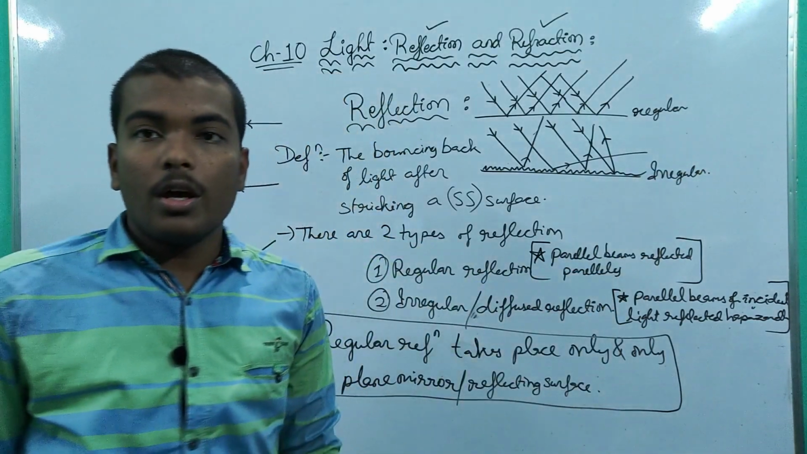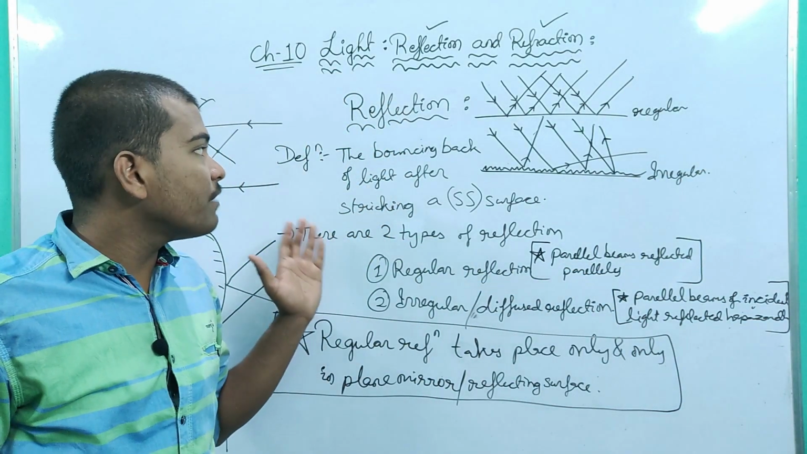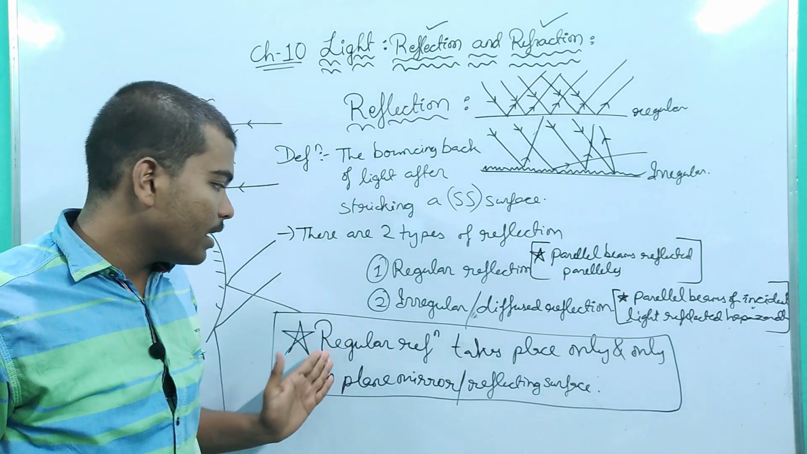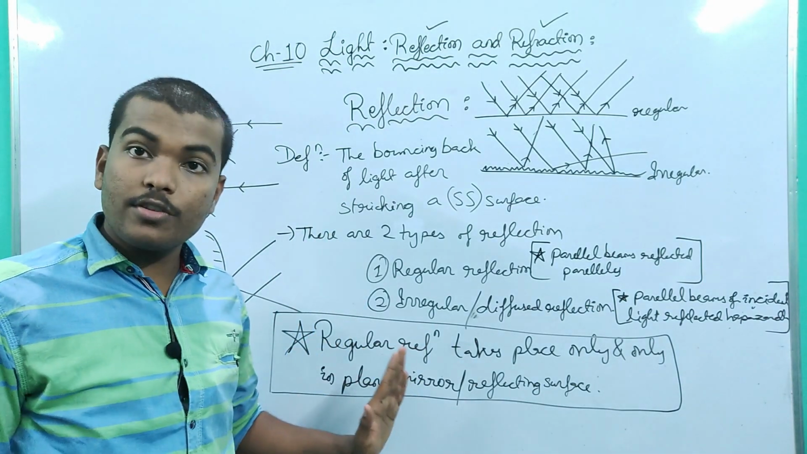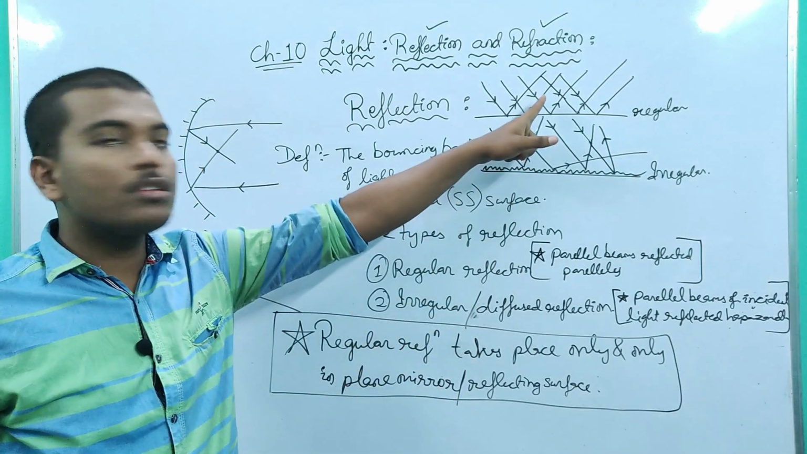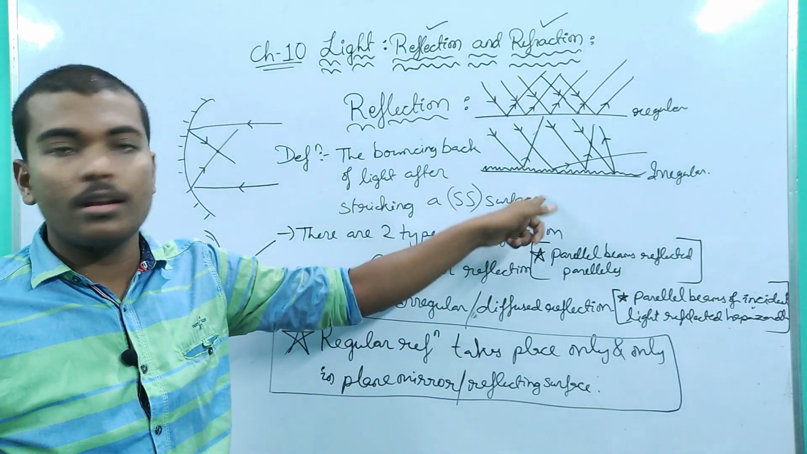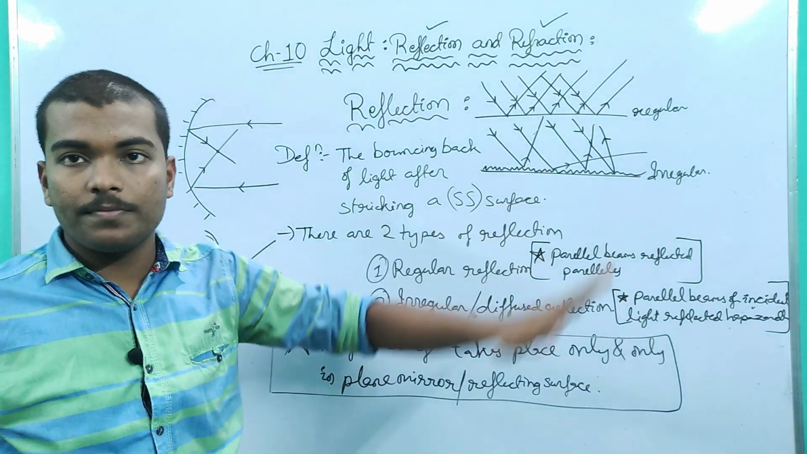Okay, moving on. Did you understand reflection, the definition of reflection? There are two types of reflection, regular and irregular. Regular in the case of plane mirrors only. If you also want to explain with a diagram, we have given two diagrams over here, one of regular and one of irregular reflection.